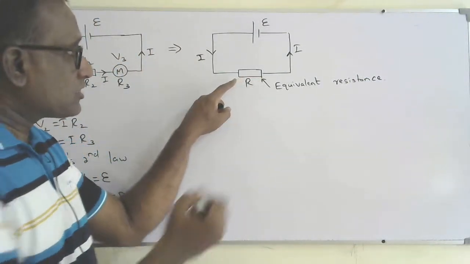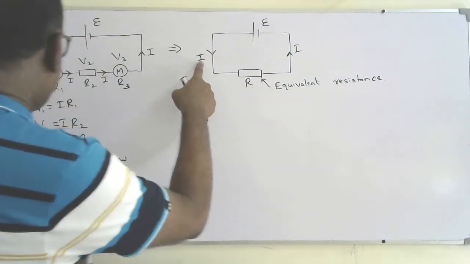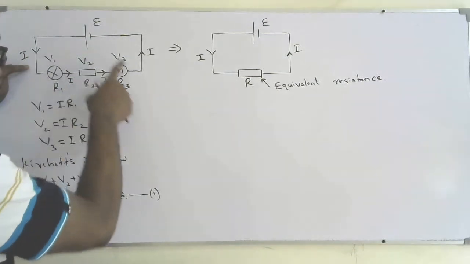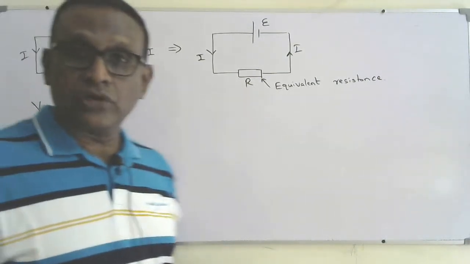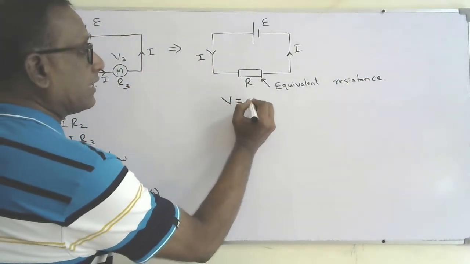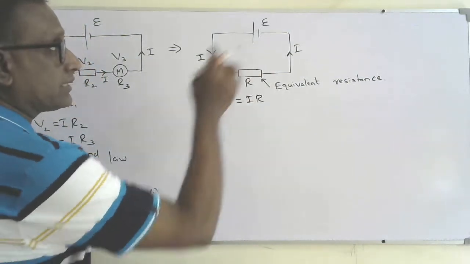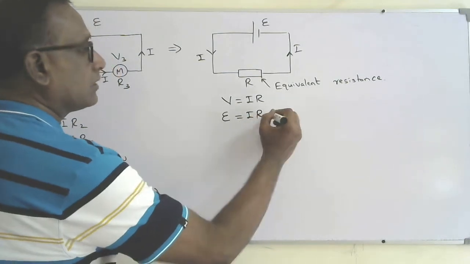So the voltage across the equivalent resistance will be EMF. The current flow is the same as this current, only then can I call this resistance equivalent to the total of them. So here, I use V equal IR for the equivalent resistance. The voltage across the equivalent resistance is EMF, current I into R.